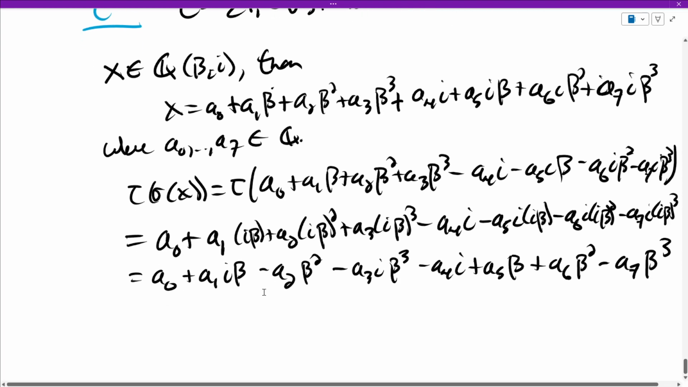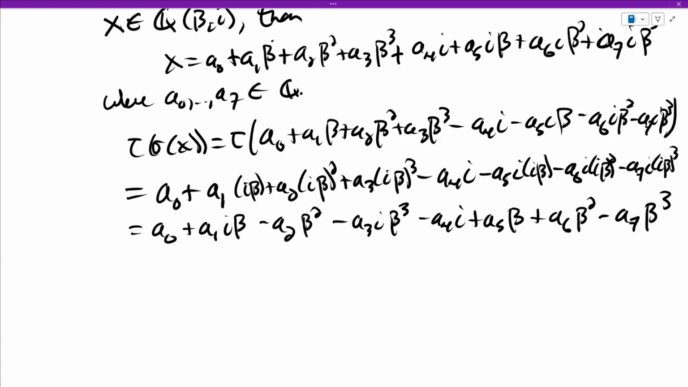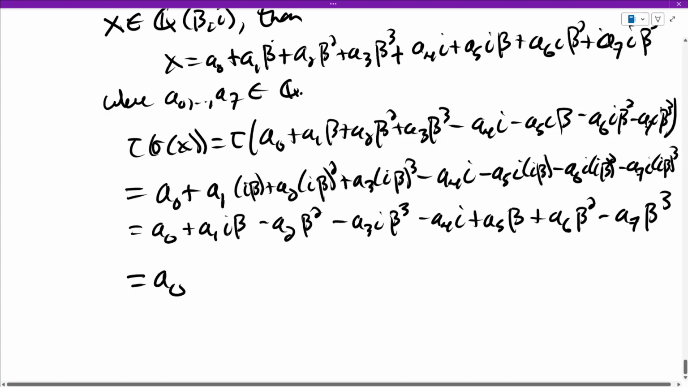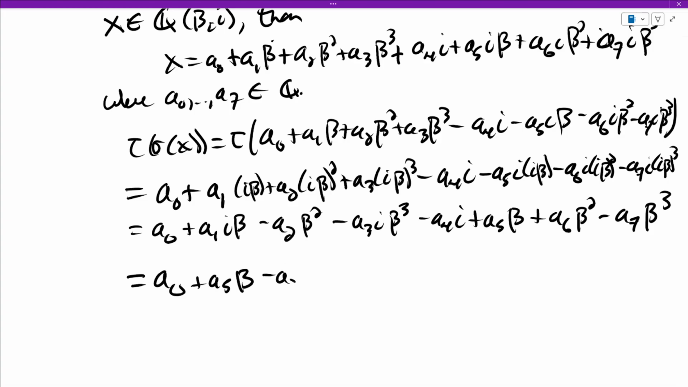All right, and let's put them in the order they were in previously. So A0, where's my β? It's here on the A5, so we get A5 β. And then minus A2 β squared is there. The β cubed is over on the right. It's A7 β cubed. All right, now we've got to go to our i's. The minus A4i is still there. That's good. And then iβ has A1 on it now.